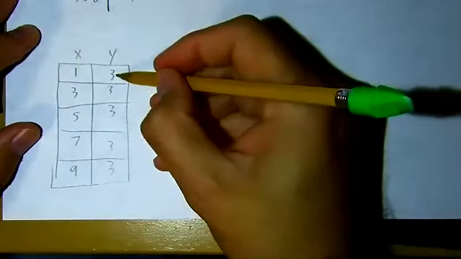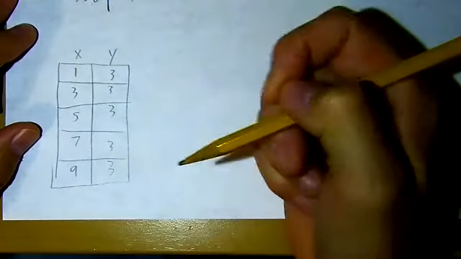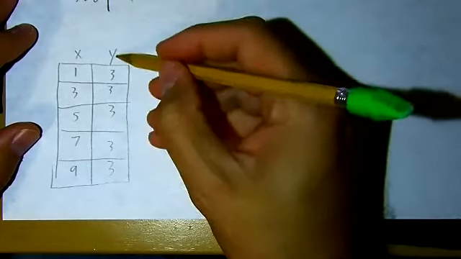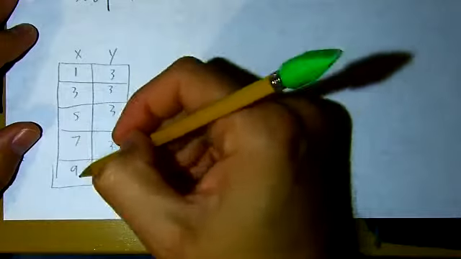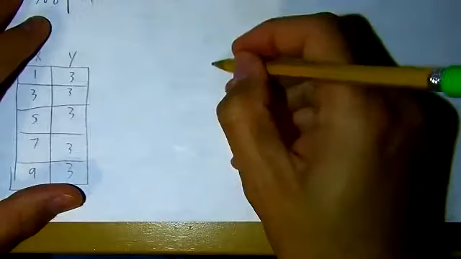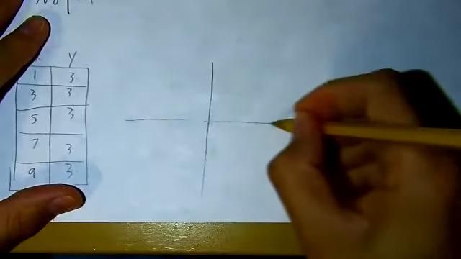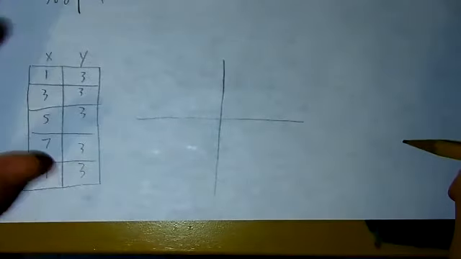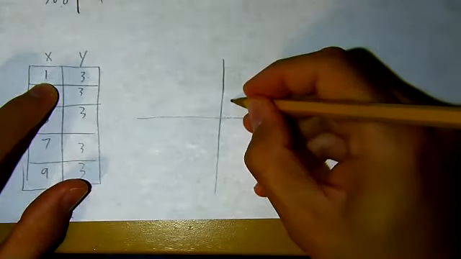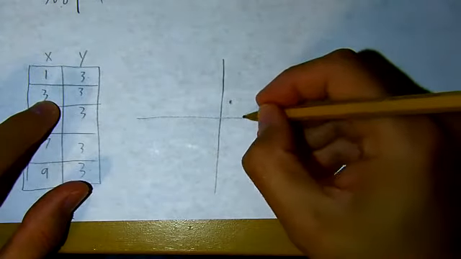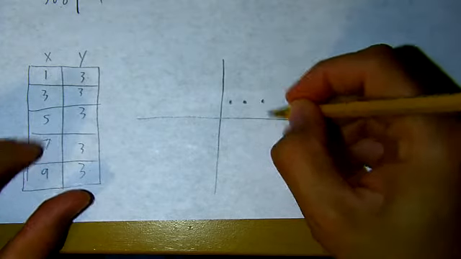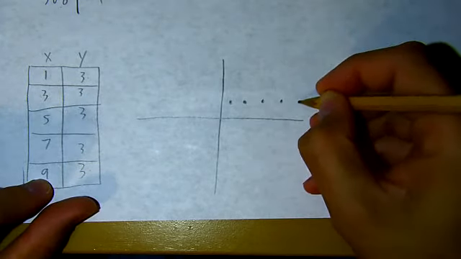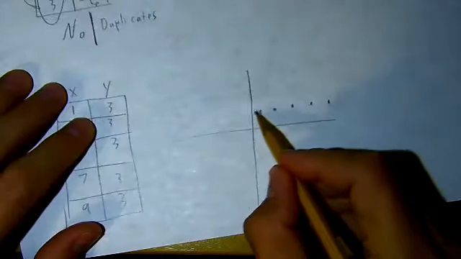So notice there's the same number every time in the Y line. What did I tell you? The Y line doesn't matter whatsoever. It's the X line that matters. Are there duplicates in the X line? No. So what they've done here is they've drawn a horizontal line, because if you're at 1, you're going to be at 3. If you're at 3, you're still going to be at 3. If you're at 5, you're still going to be at 3. 7, 3, 9, 3. So when you connect those dots, you've drawn a horizontal line.